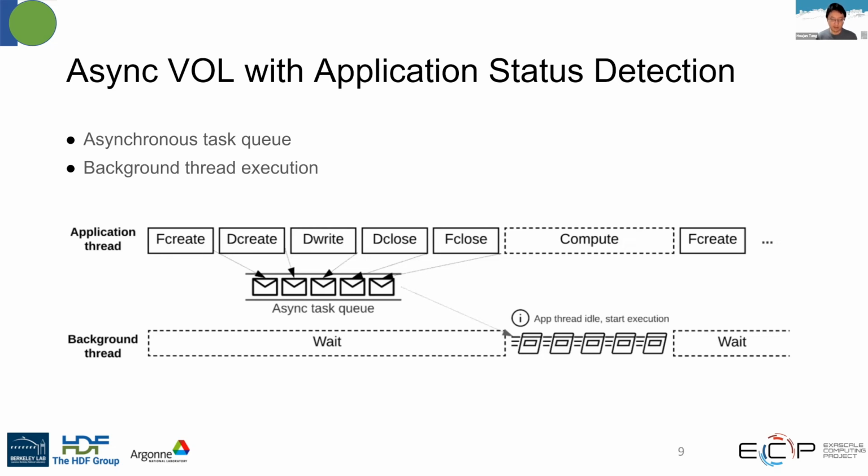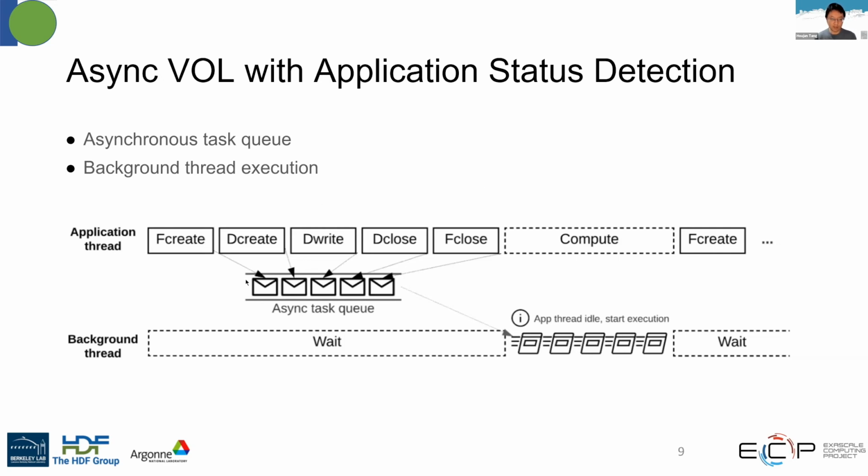And in some cases, if both threads execute things in an interleaved fashion, then it will effectively make everything synchronous. So the way we work around this is that we have the async VOL detect the application's status on the HDF5 library calls, and we only start the execution in the async background thread when we think that the application is not busy issuing HDF5 I/O calls.